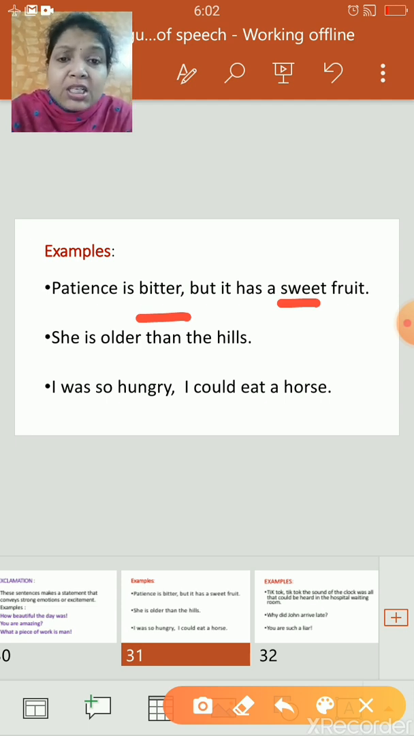Now the next one, she is older than the hills. Oh, how could it be? None of us can be older than the hills. So this is an exaggerated sentence, and that's the reason it is called hyperbole.